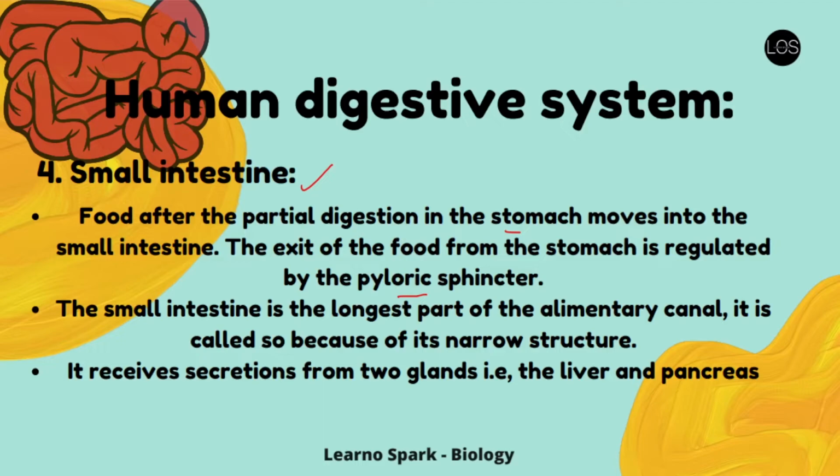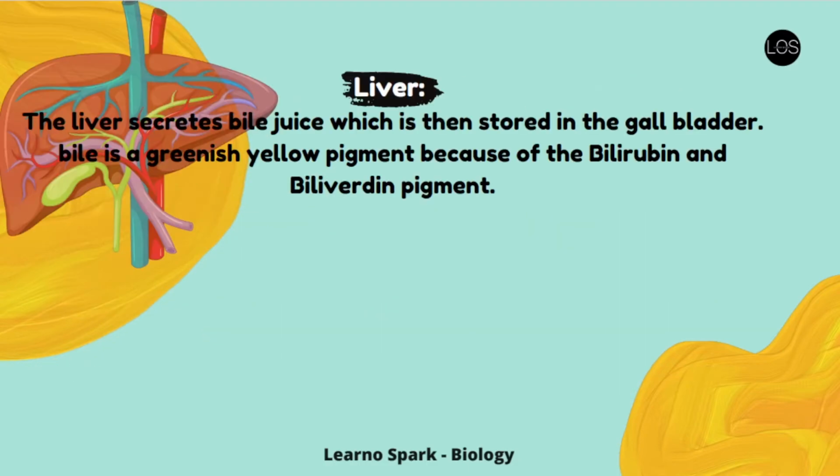The small intestine is the longest part of alimentary canal, and it is called so because of its narrow structure. The approximate length of small intestine is around 6 to 7 meters. It receives secretions from two glands, that is the liver and pancreas. So let's talk about liver and the secretions from liver.